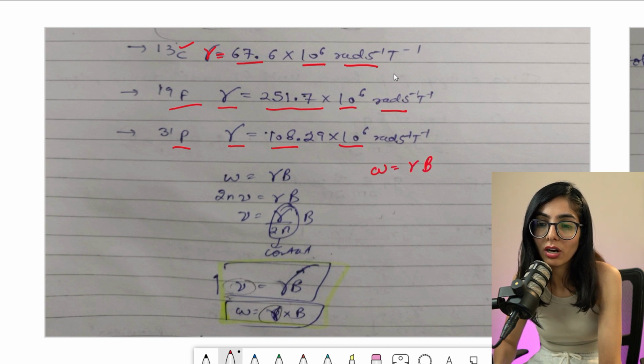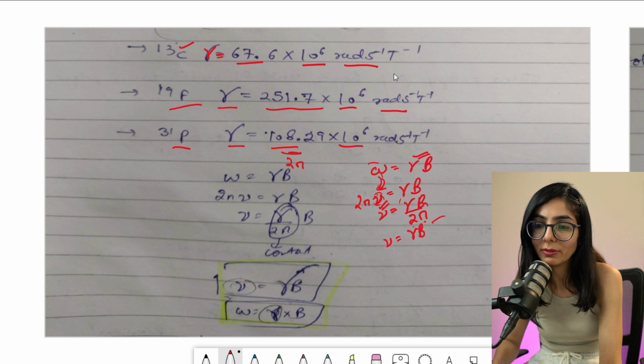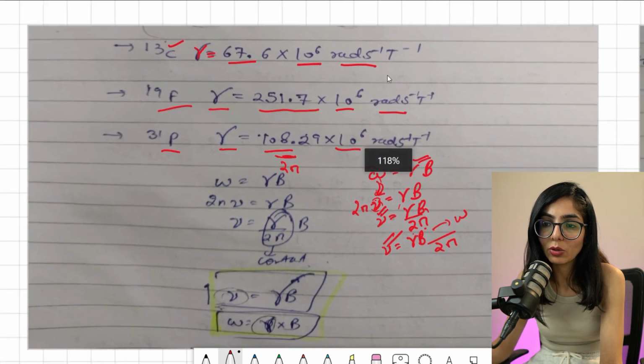So what if I want the value in terms of frequency? So omega is 2 pi nu, which is equal to gamma B. So nu would be gamma B by 2 pi. So what I'll do is divide these values by 2 pi, and I'll get the frequency. You know omega is gamma B. So if I just divide the value of gamma B, that is omega only, by 2 pi, I'll get frequency. I'll get nu. So that's what I'll do over here.